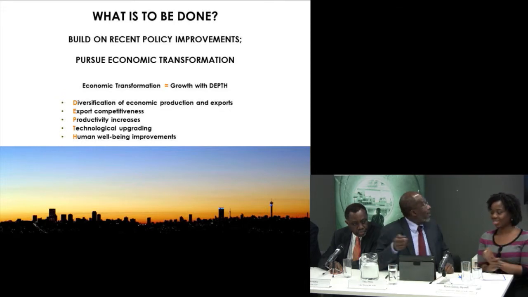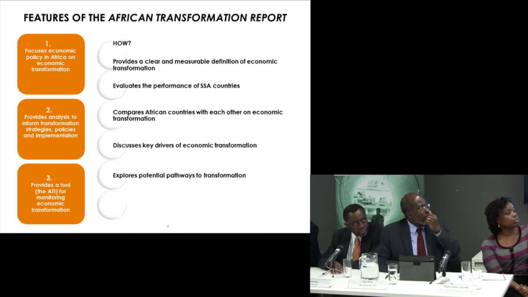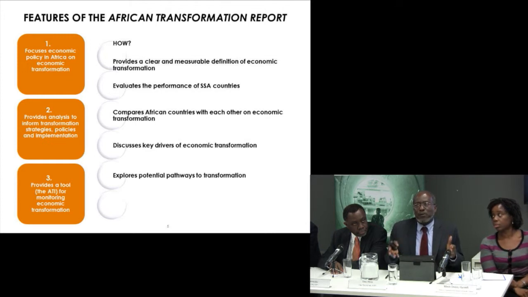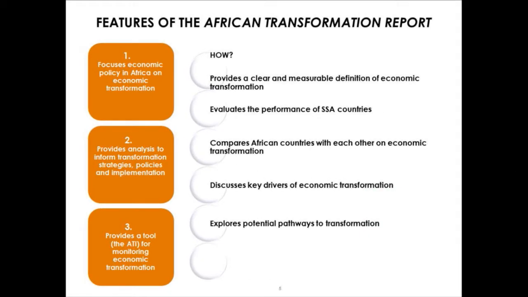What we set out to do in the report, our ultimate aim, as KY says, is to try to shift the focus of policy debate in Africa from just poverty reduction or just growth to this fundamental structural change that leads to growth that provides employment and is sustainable. We wanted to provide analysis that will inform this debate, and we also wanted to provide a precise tool that allows us to measure progress in this direction. That's why we came out with the Africa Transformation Index.